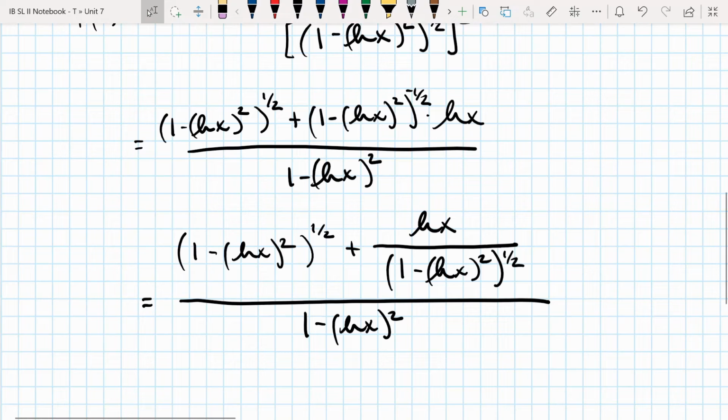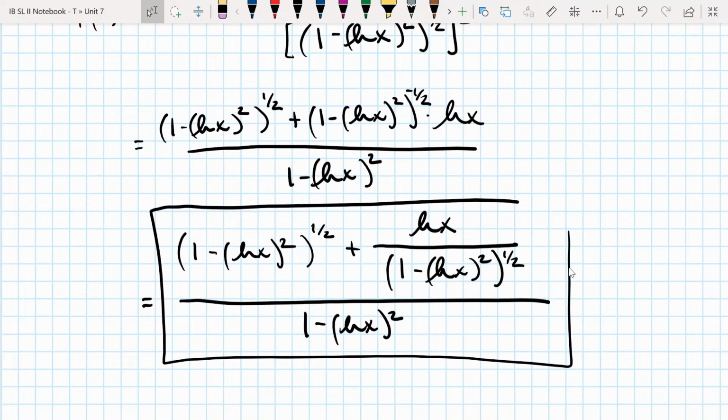Okay, again, you can keep going to simplify this. Let's actually just stop right here. I think this is a good place to stop. What we could do is multiply by 1 minus natural log of x squared to the 1/2 over itself to get rid of this complex fraction, but for the sake of just going through this example, I think that's a good spot to leave it.